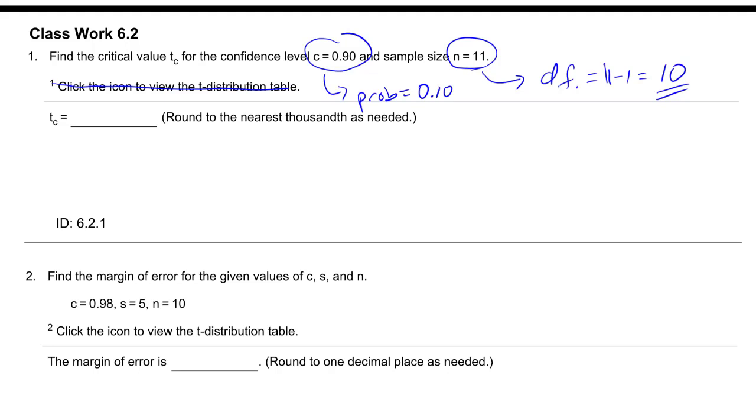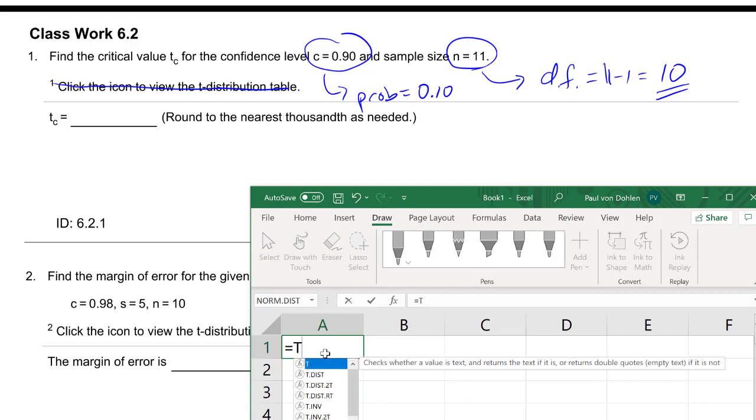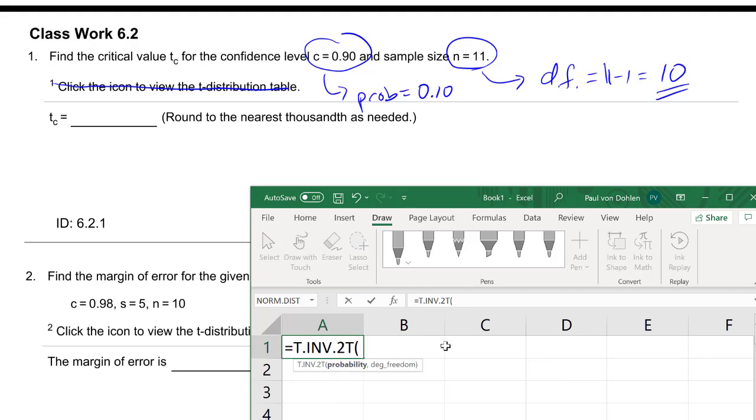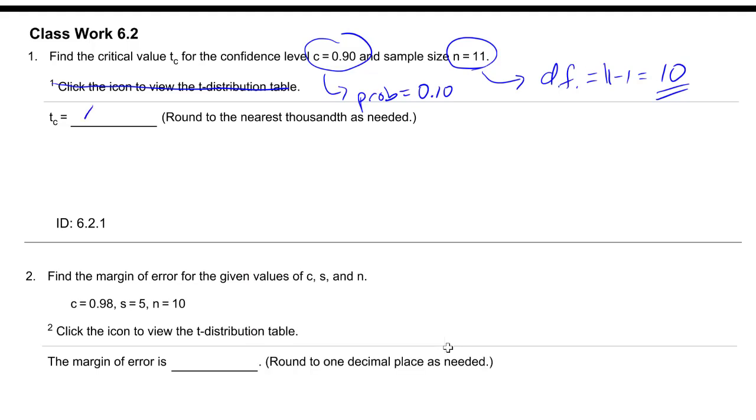Okay, so if I go and bring up some Excel here, and if I do equals t inverse two-tail, and I put in 0.10, I put in 10, and I get, we'll call it, 1.812.